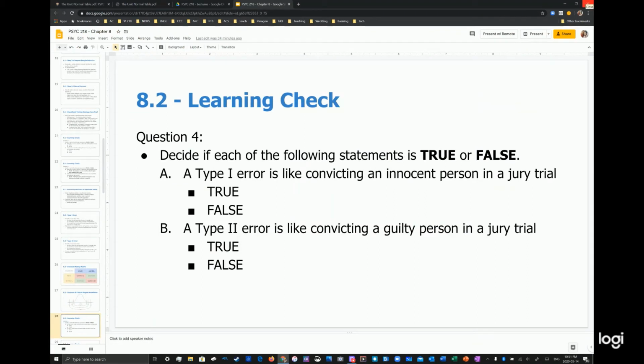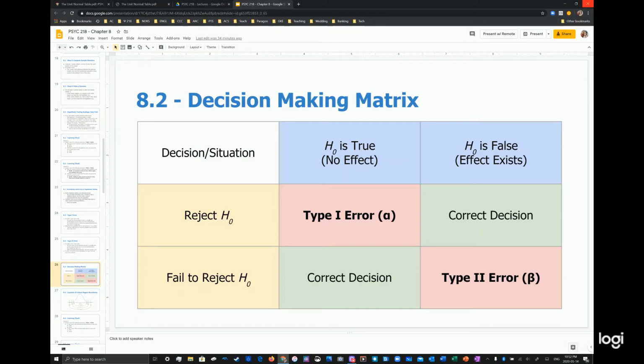So let's try some concept and application questions for type 1 and type 2 error. Starting with this question, that's two parts. A: A type 1 error is like convicting an innocent person in a jury trial. Notice this is an application question using a courtroom example. See if you would say this statement is true or false. And B: a type 2 error is like convicting a guilty person in a jury trial. So take a moment and think about it. You can use the decision matrix and put in the courtroom decision if you like.